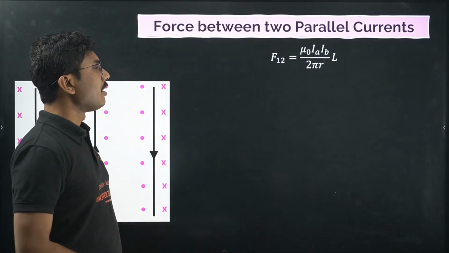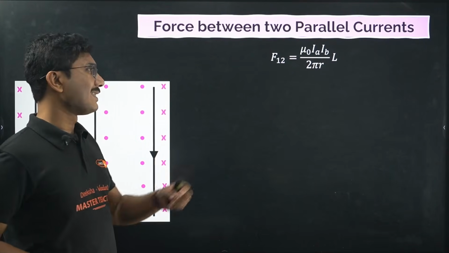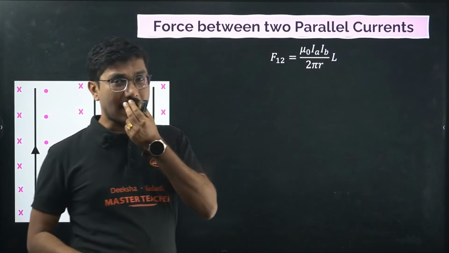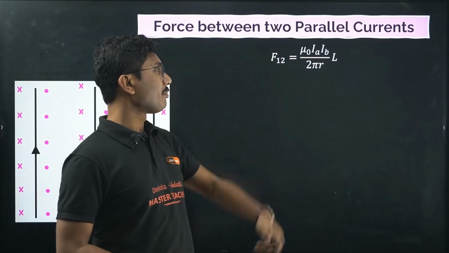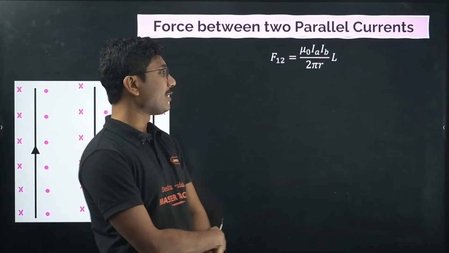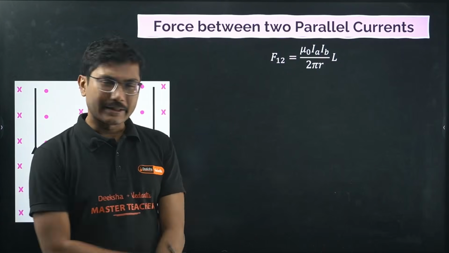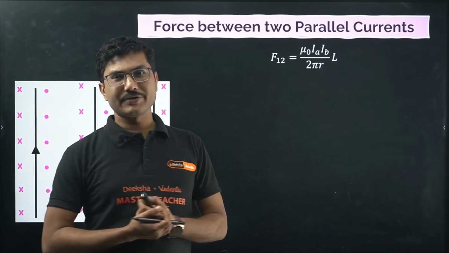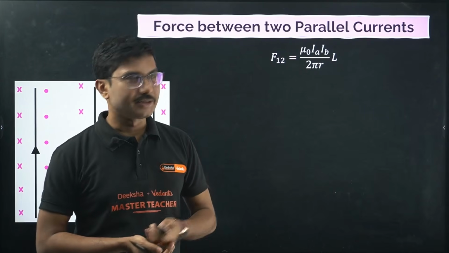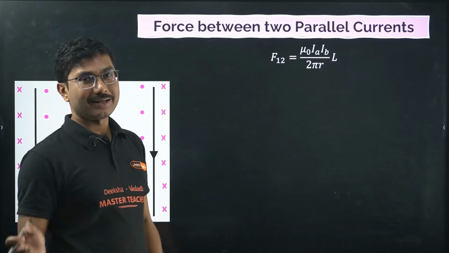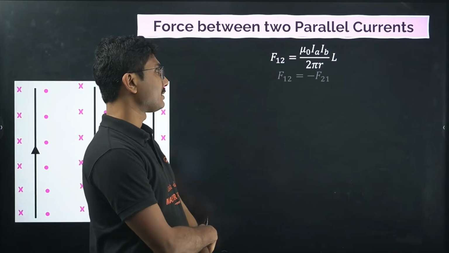The force between any two wires carrying currents IA and IB, with distance r between them, is given by mu naught IA IB divided by 2 pi r, into L. The derivation is important for your PUC exam, and I have done the derivation in our Brahmastra series. Also from here you can define the ampere, and that is also done in our Brahmastra series.